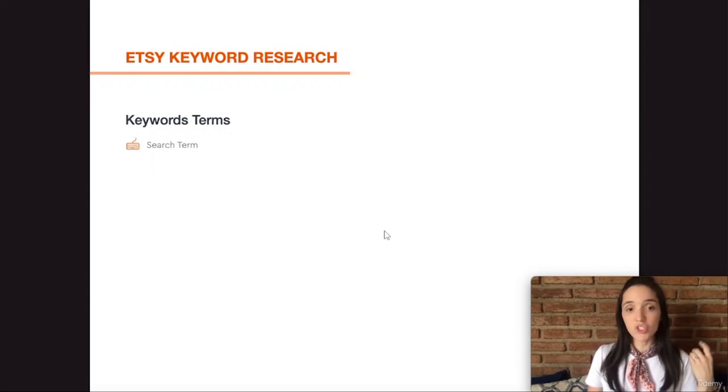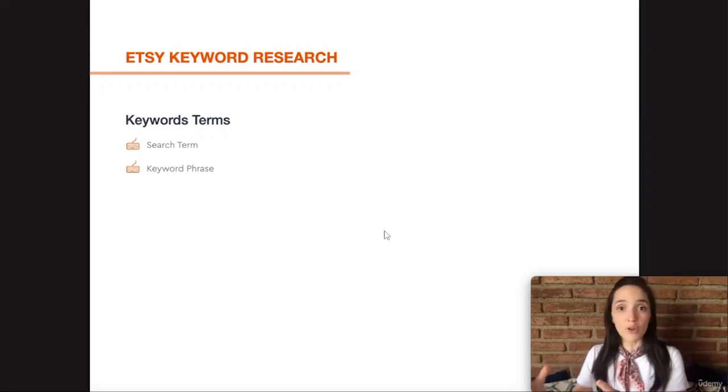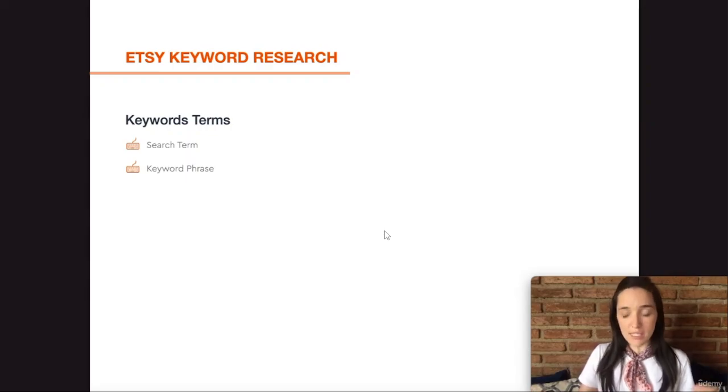So these are search terms, which is also similar to keyword phrase. A keyword phrase is when you use several keywords together. So for example, it could be wedding planners. This could already be a keyword phrase. And that brings us to the next term, which are broad and narrow keywords.